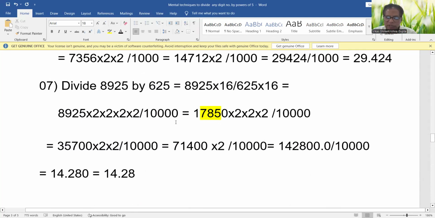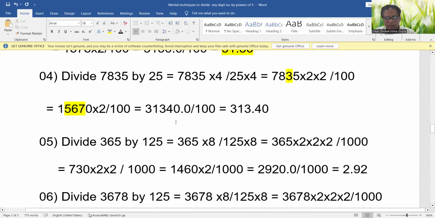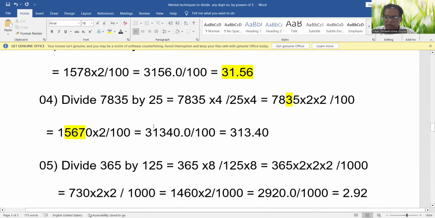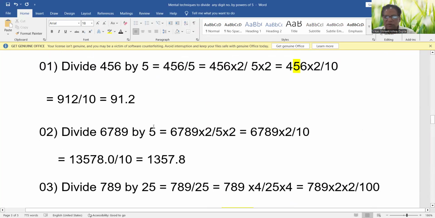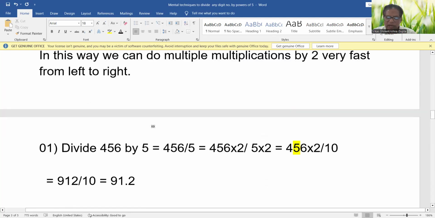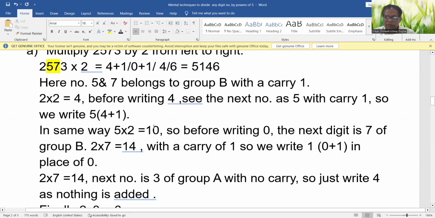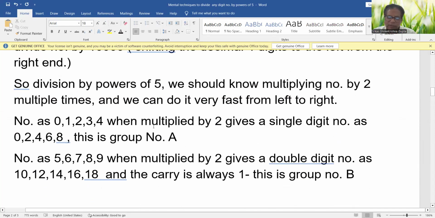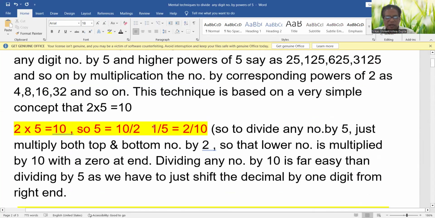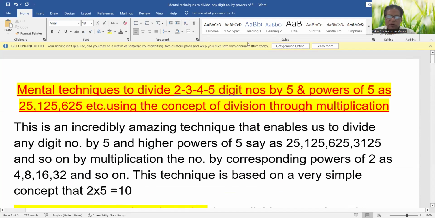This technique is totally based upon multiplication of the numbers from left to right by 2. If you master this technique, then division by powers of 5, meaning 5, 25, 125, 625, maybe higher powers like 3125, becomes very easy, because you have to multiply by the same powers of 2: 2, 4, 8, 16, 32. And as I told you, you multiply numbers from left to right using the concept of carry and non-carry. So I think you must have understood all this. So I am stopping sharing my screen now.